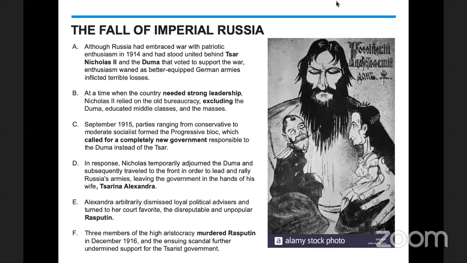Alexandra dismisses loyal advisors, doesn't take their advice, and turns to her court favorite, which is Rasputin. So I'm sure your teachers, if you've gotten to this unit, have talked a lot about Rasputin. He's an interesting character to talk about in history. His characteristics are just really interesting to talk about, even though his impact is not as significant as his characteristics, I think. But he is a holy man, a healer.